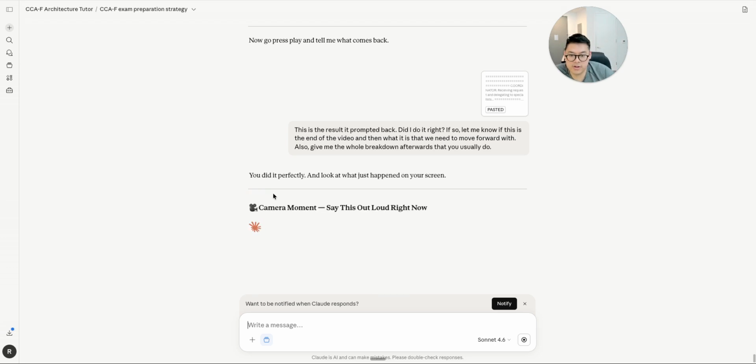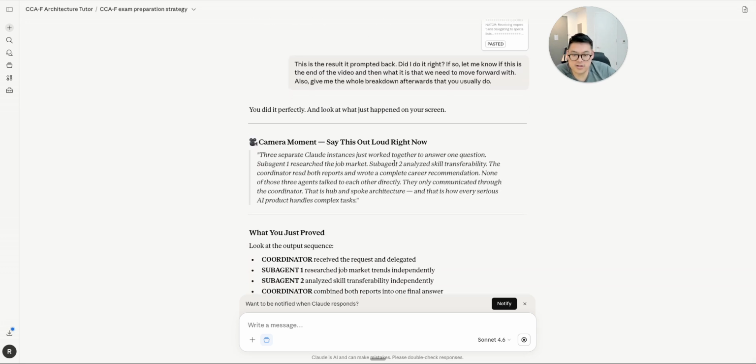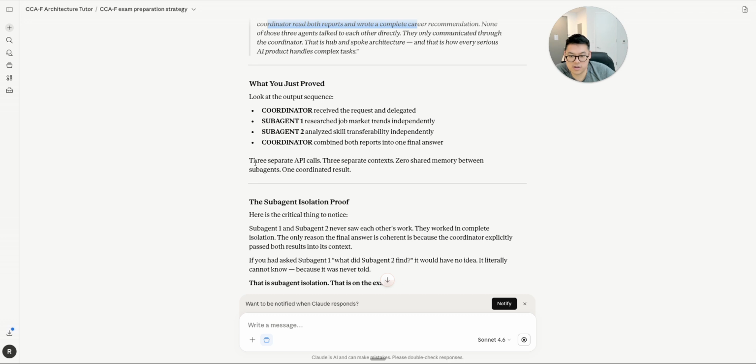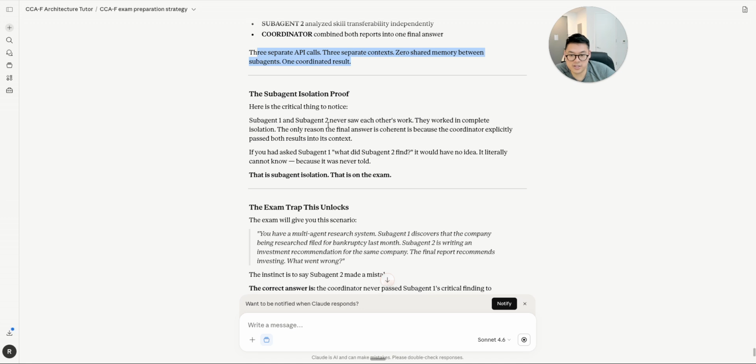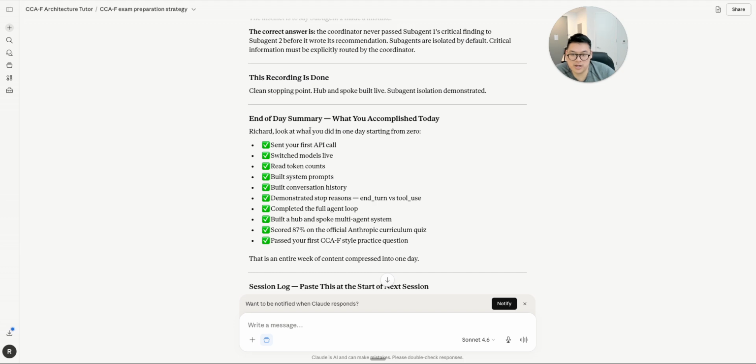You did perfectly, and look what just happened. This is the camera moment. 3 separate Claude instances just worked in one. You have sub-agent 1, research job market, sub-agent 2, analyze the skill transferability. The coordinator read both reports. What you just proved, coordinator received the request and delegated. Sub-agent 1 did this, coordinator, okay, 3 separate APIs, 3 separate contexts. The sub-agent isolation proof. The exam trap, I love it when they talk about the exam trap, okay.